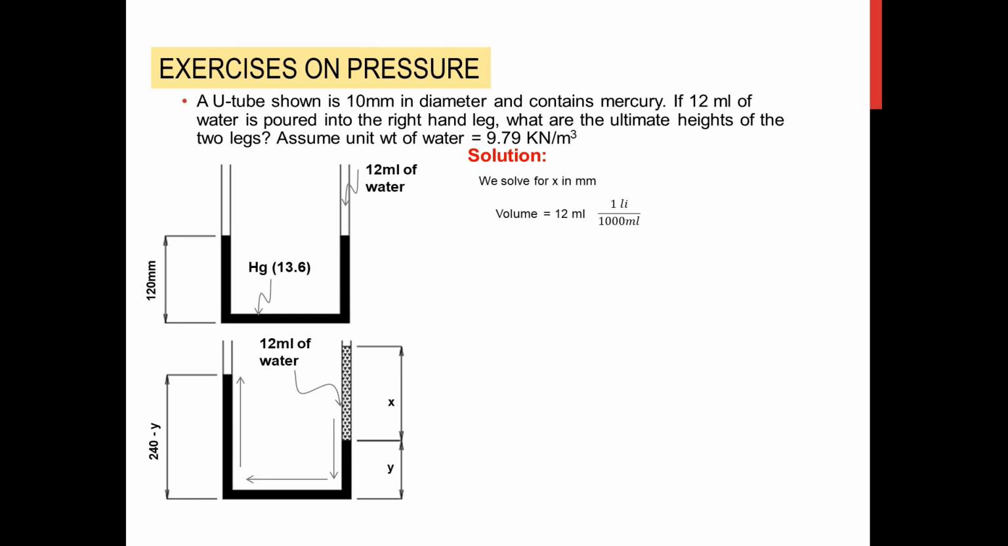So 1000 milliliters is equal to 1 liter, so that we can cancel ml. And 1000 liters will be equal to 1 cubic meter, so that we can cancel liters. Now, 1 meter is equal to 1000 mm. Since that is cube, the volume is in terms of cube, therefore we cube all of the terms here so that we can cancel that one and arrive with cubic millimeter in units. So that will be equal to 12,000 cubic millimeters.